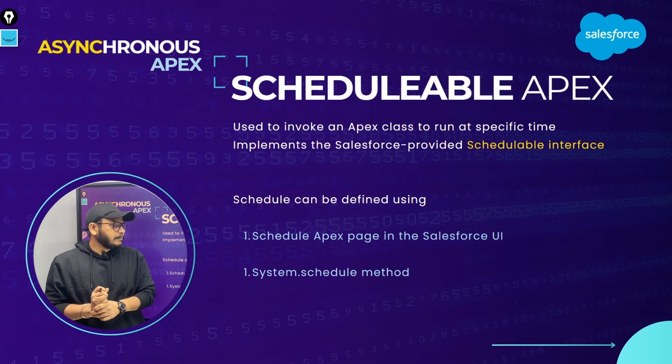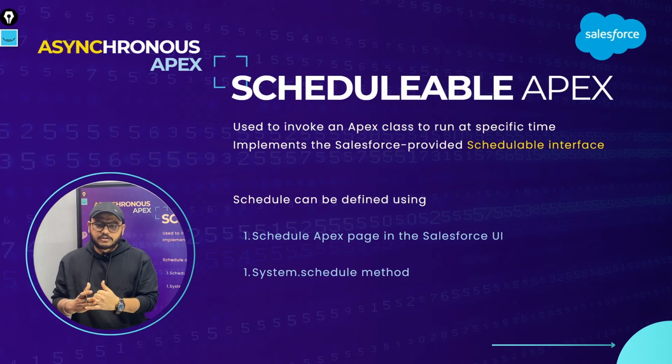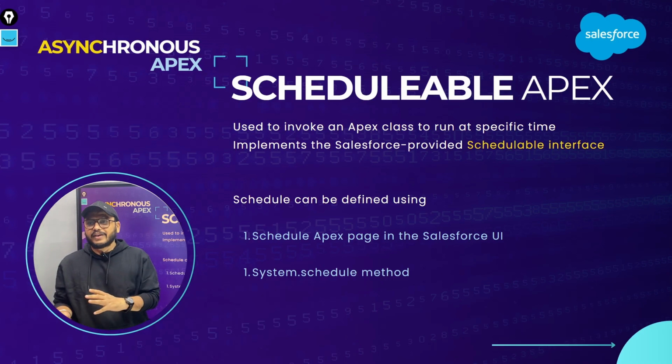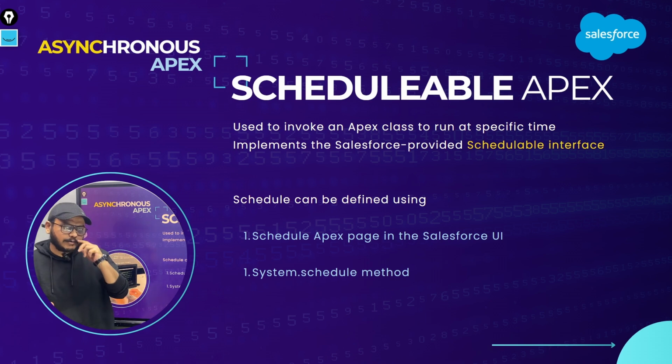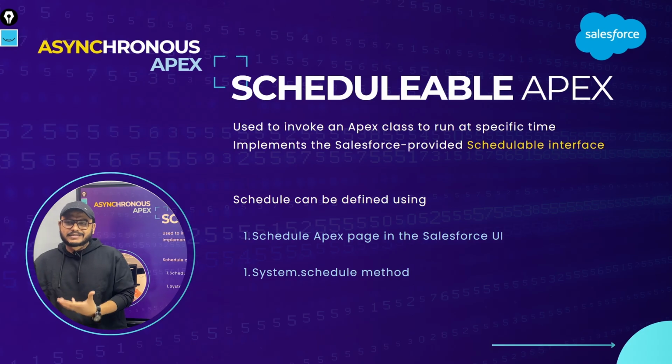The next thing that we will be discussing is Schedulable Apex. We have already discussed future methods. We have spoken about Queueable Apex. Now another way of executing asynchronous Apex is Schedulable Apex. As the name itself suggests, it is something which can be scheduled, right?